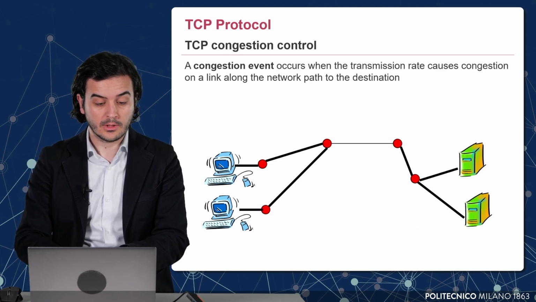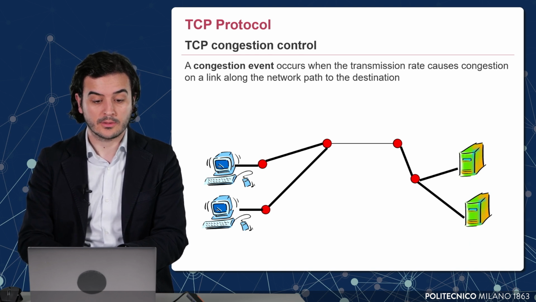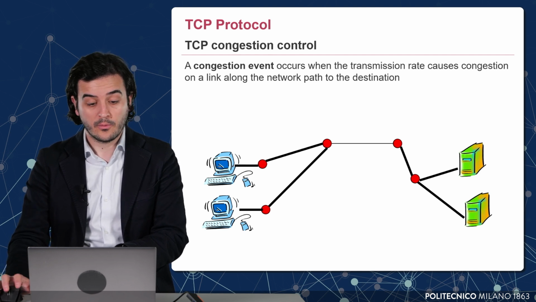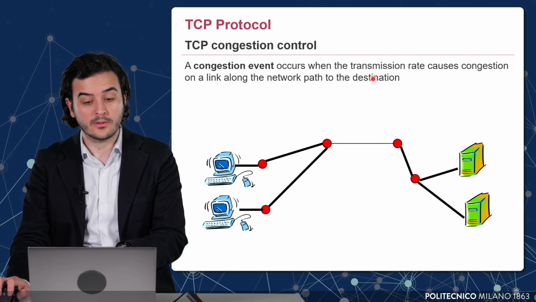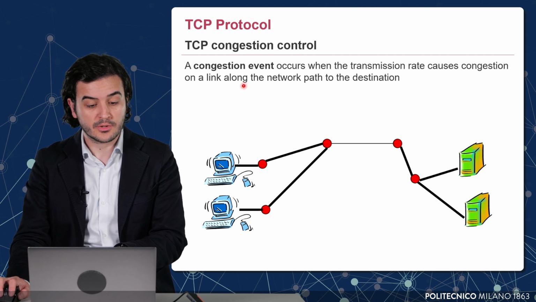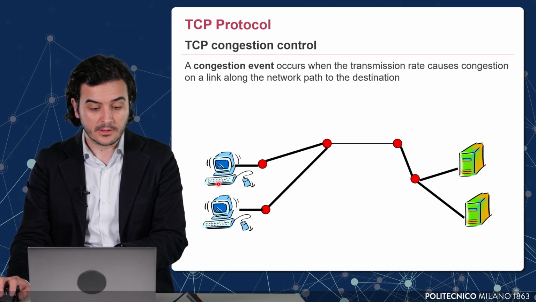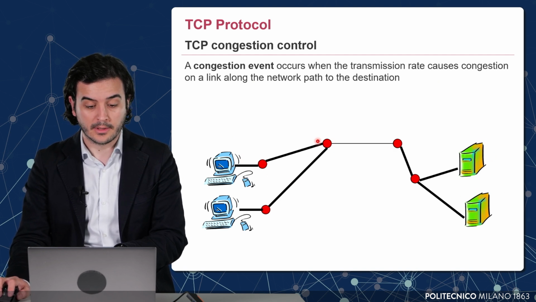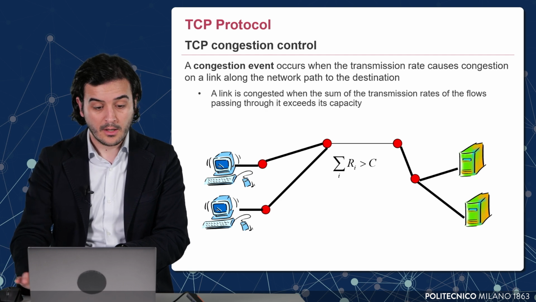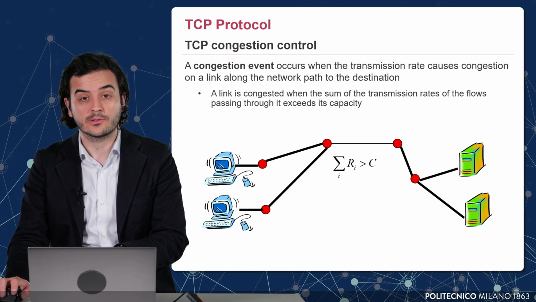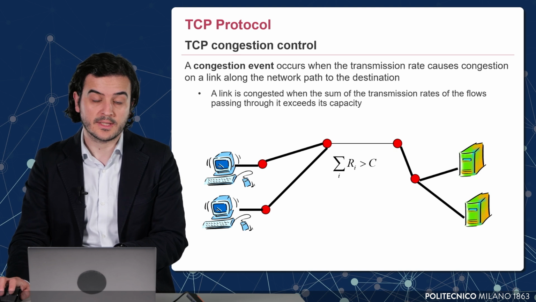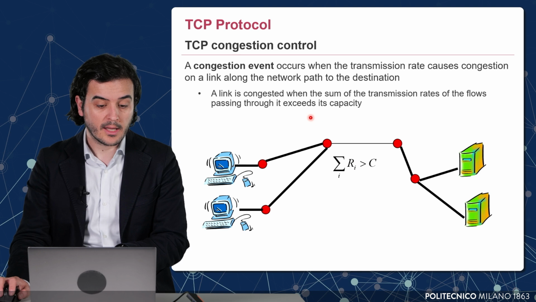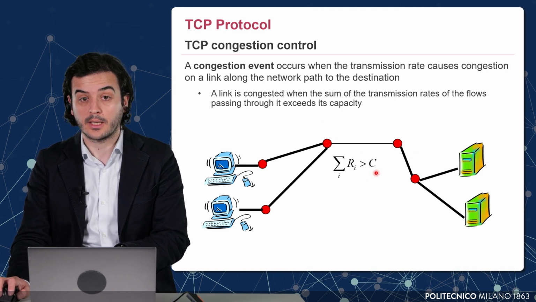So in order to define how to handle congestion control, it's important to also identify what we mean by a congestion event. We say that a congestion event will occur when the transmission rate causes congestion on a link. In this example, we see two users that are connected to two servers through a common link between the two. We say that the link is congested when the sum of the transmission rates, defined as Ri, is greater than the capacity of the link, which is denoted by C.